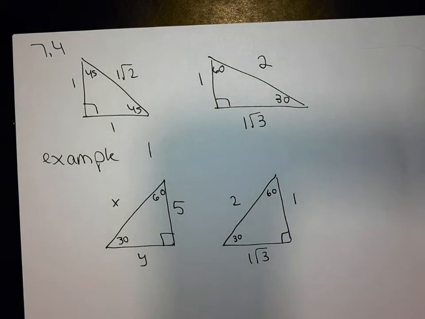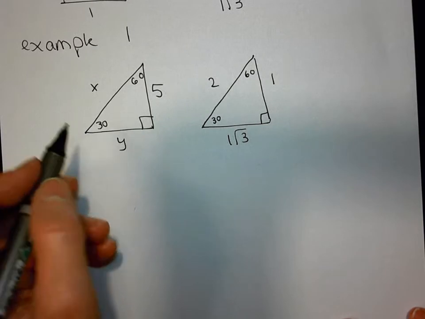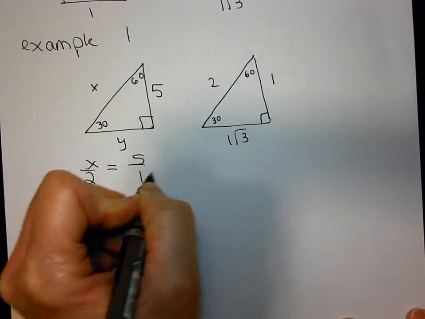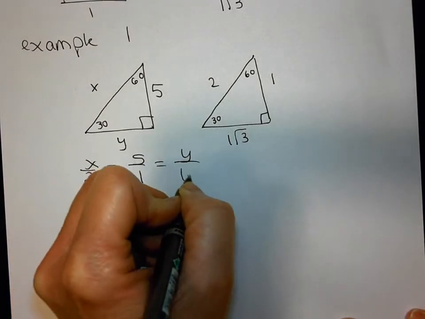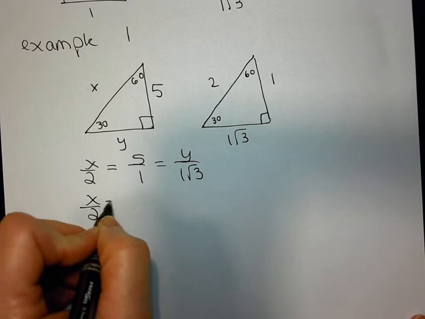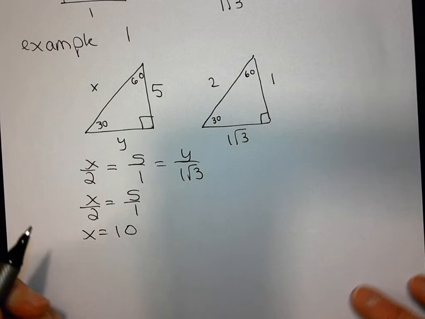Okay, we set up our ratios. So x over 2 equals 5 over 1 equals y over 1 square root of 3. So x over 2 is 5 over 1. We cross multiply. X is going to be 10.